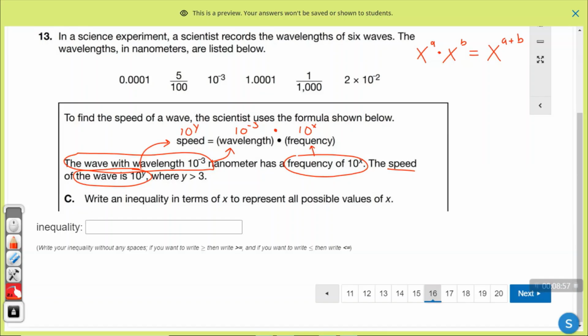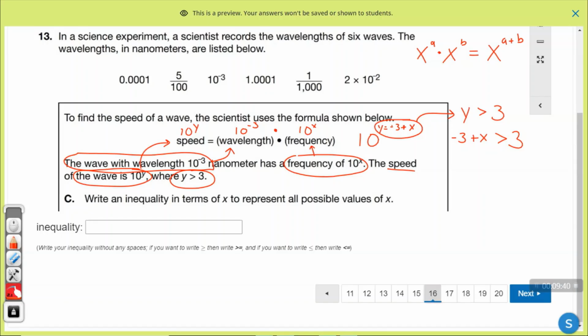Therefore, in this case, if these are going to be equal, we're really seeing when we look at our variables, we're going to end up having 10, and the y is going to equal negative 3 plus x. Well, in this case here, they're saying we don't want y to be equal. We want y to be greater than 3. Well, if y is negative 3 plus x, then what we're really saying here, if I want y to be greater than 3, and I'm saying that y is negative 3 plus x, then what I'm really saying is negative 3 plus x must be greater than 3. And that's an inequality that I can write to represent all the possible values of x.